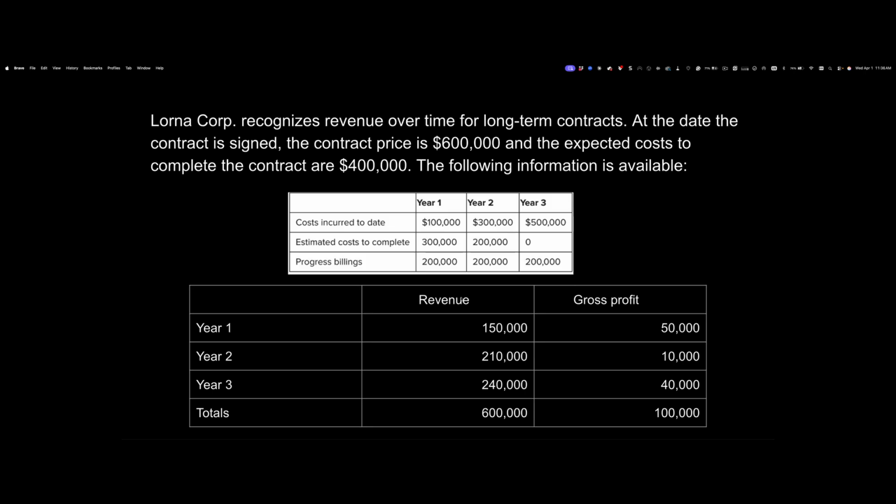That's how we allocate revenue and gross profit across each of the 3 years, assuming we have positive overall gross profit and positive gross profit in each of the 3 years.